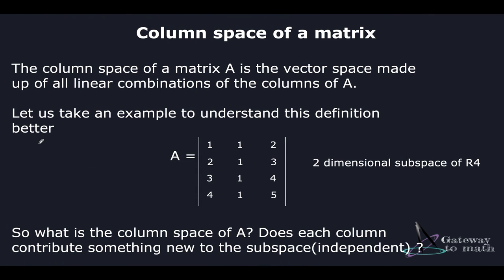Next important term is column space of a matrix. So the column space of a matrix A is the vector space made up of all linear combinations of the columns of A.